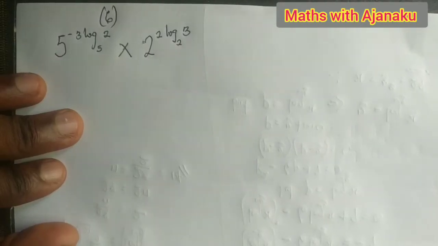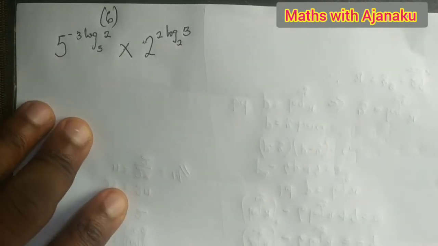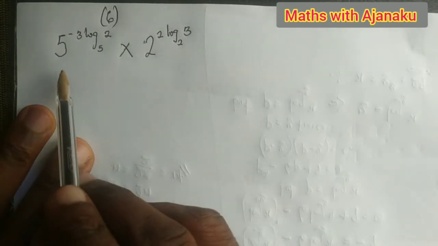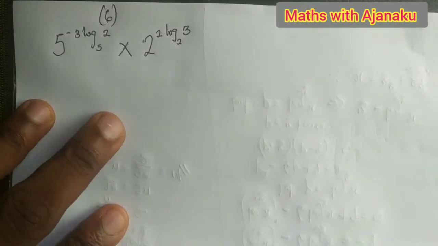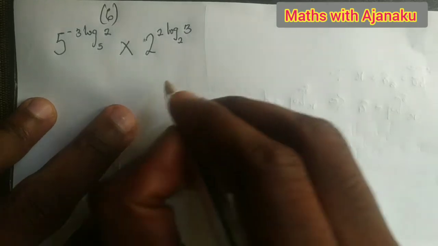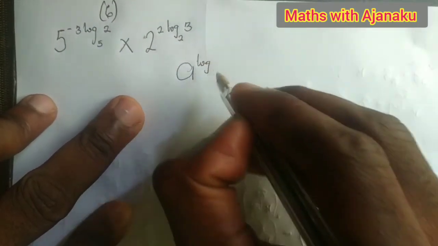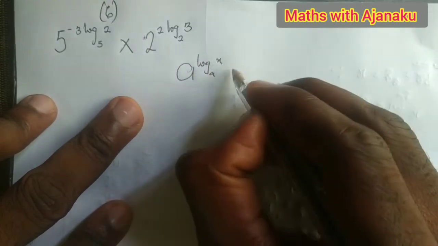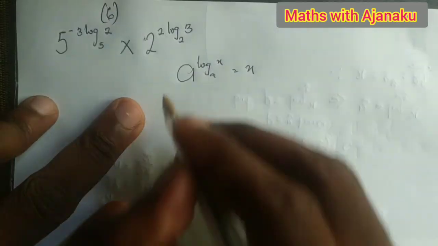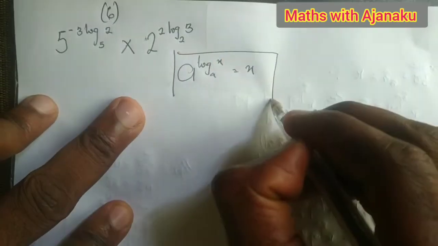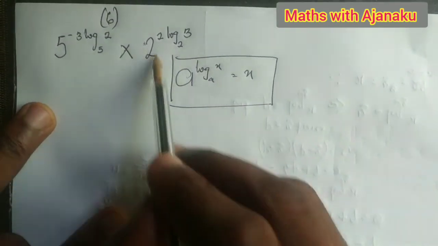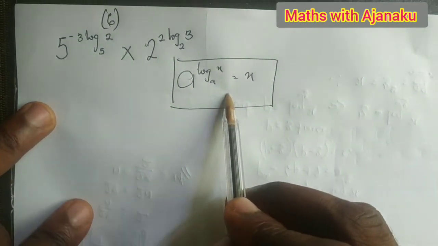The last question we've gotten here. If you notice, each of the terms here looks like the note we took in the first video, where we said a raised to the power log base a of x is equal to x. So looking at this, we can make each of these terms look like this. So yes, of course we can do that.